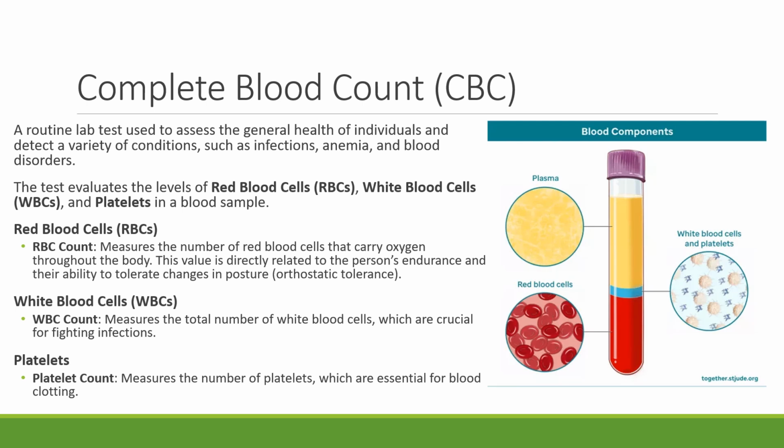Decreased RBC count, hemoglobin, or hematocrit levels usually necessitate further tests to determine the underlying cause. WBC count, or white blood cell count, measures the total number of white blood cells, which are crucial for fighting infections. The platelet count measures the number of platelets, which are essential for blood clotting.